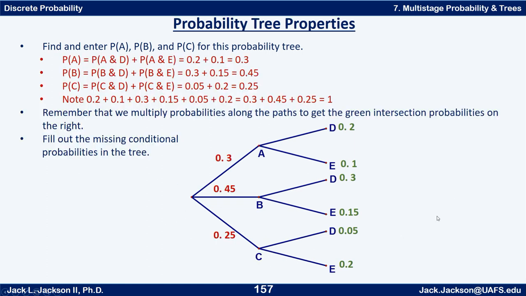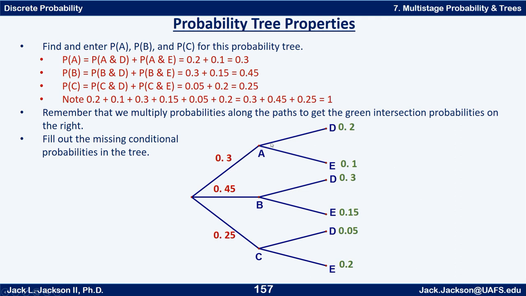Press pause. Well, remember, these two add up. They're the only ones that come out of A, so they must add up to the probability of A. 0.2 plus 0.1 is 0.3. 0.3 plus 0.15 is 0.45, and 0.05 plus 0.2 is 0.25. Now, can we figure out the missing ones on this one, which are conditional probabilities? See if you can figure that out and come back.